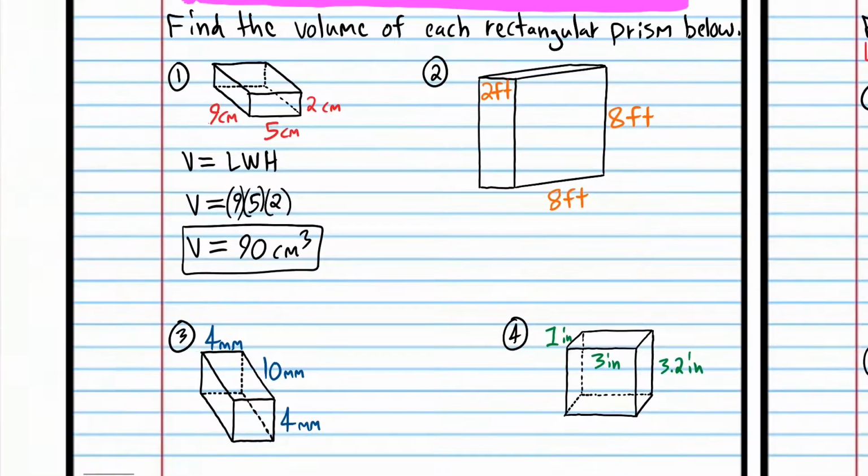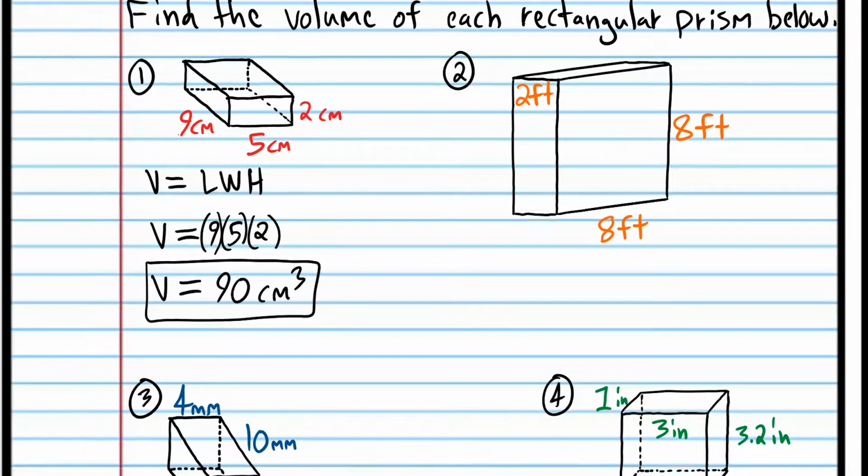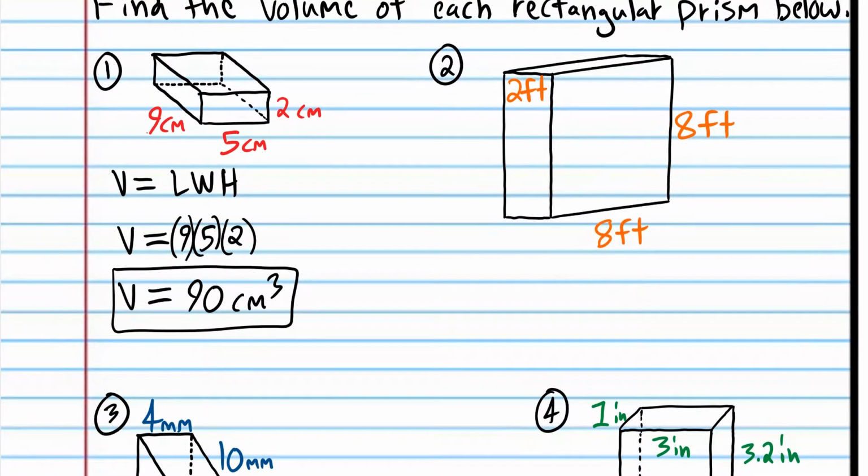So let's try another one of these. Let's say you have something that looks like a tower from a desktop computer. Let's say you want to measure the volume. Then V is equal to length times width times height. And you don't have to show that formula every time.